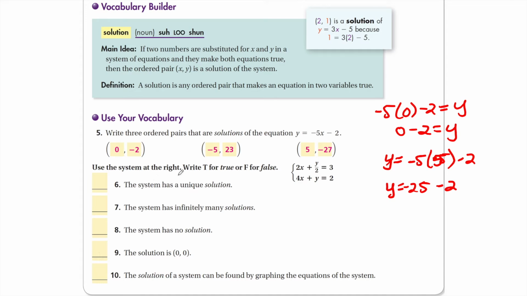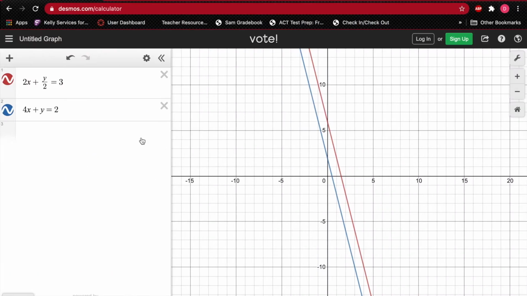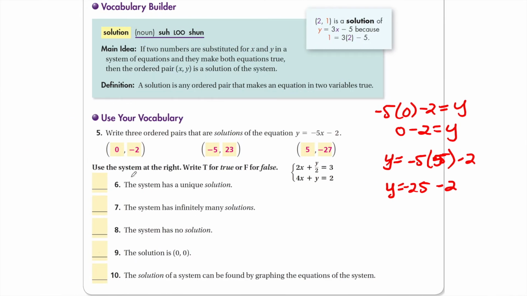Use the system on the right to write T for true or F for false. Well, paying attention to this system that we have right here, I'm going to type it in Desmos. I'm going to get these two lines right here, where the red line represents the 2x plus y over 2 equals 3, and the blue line represents the 4x plus y equals 2. Using that information, can we decide what is true or false?